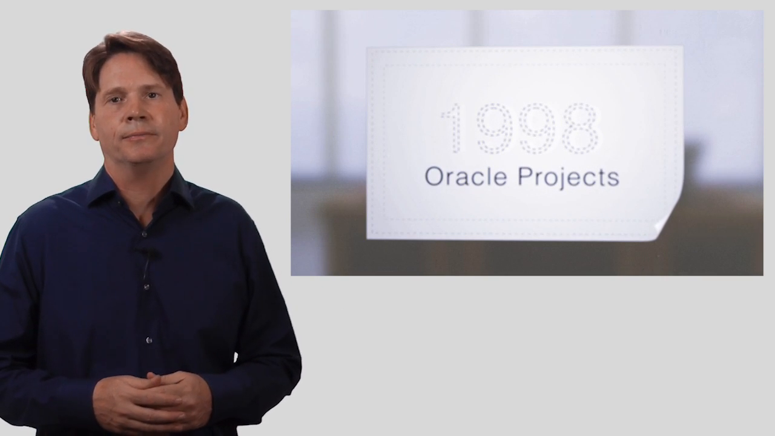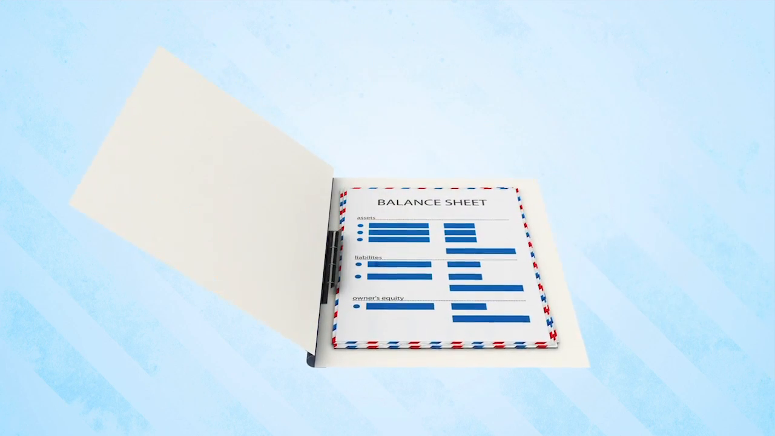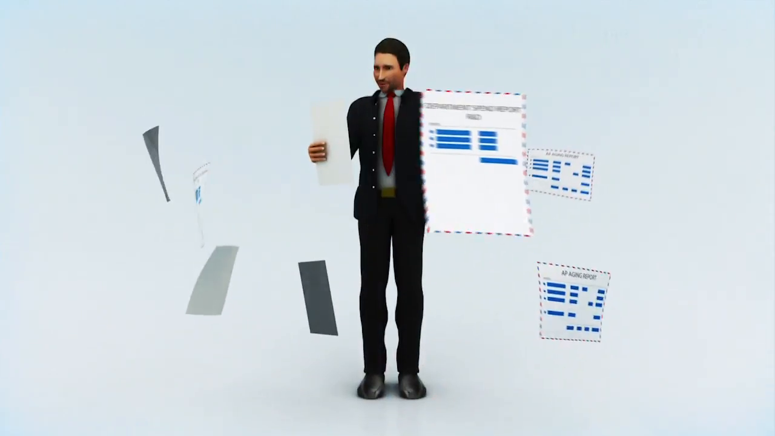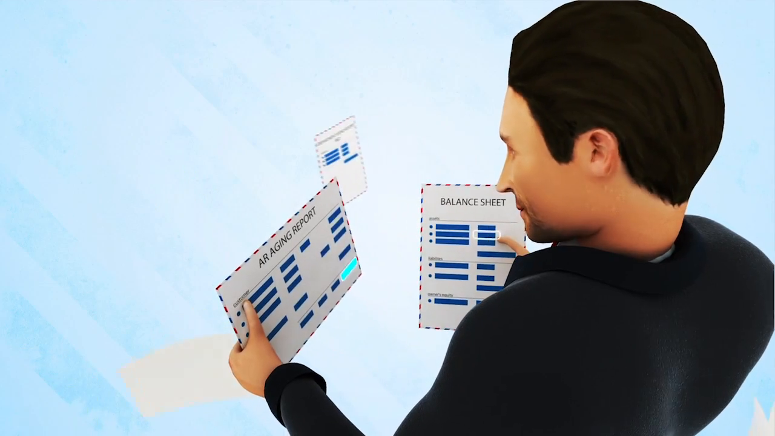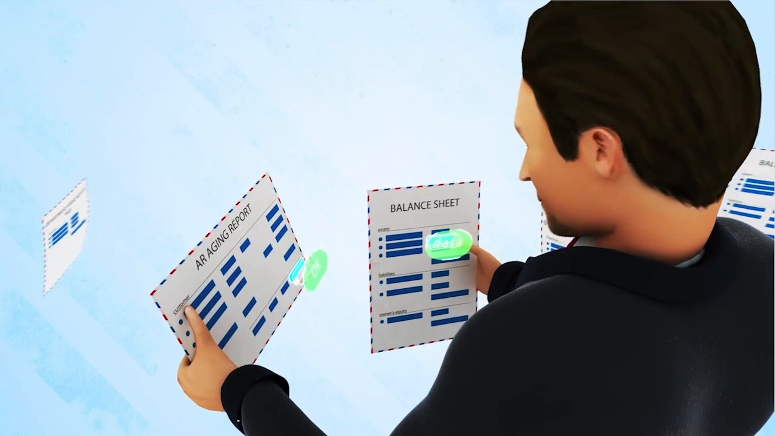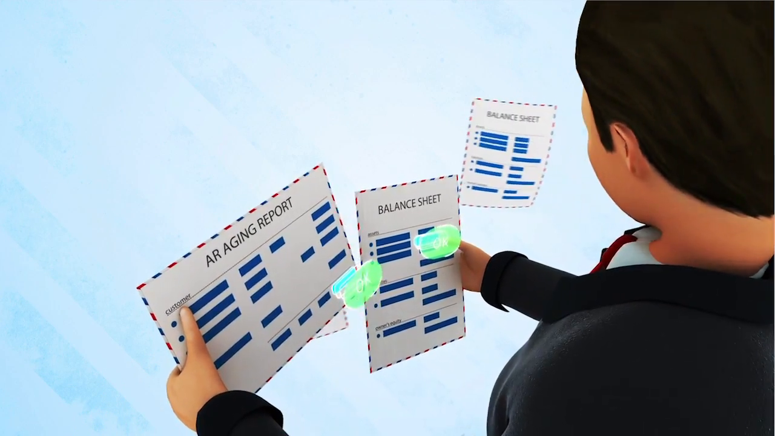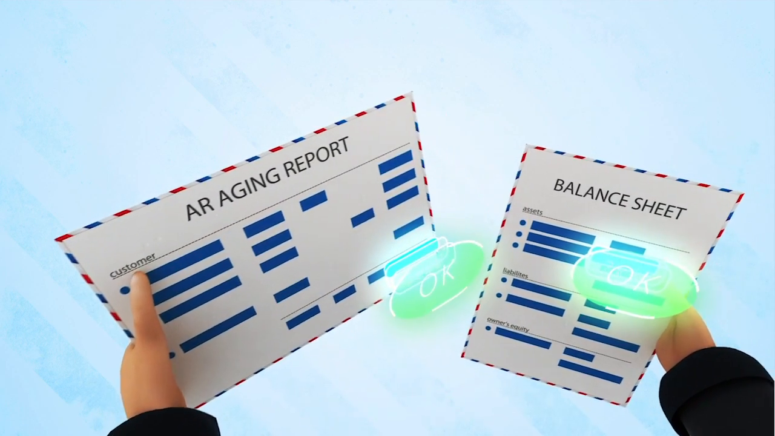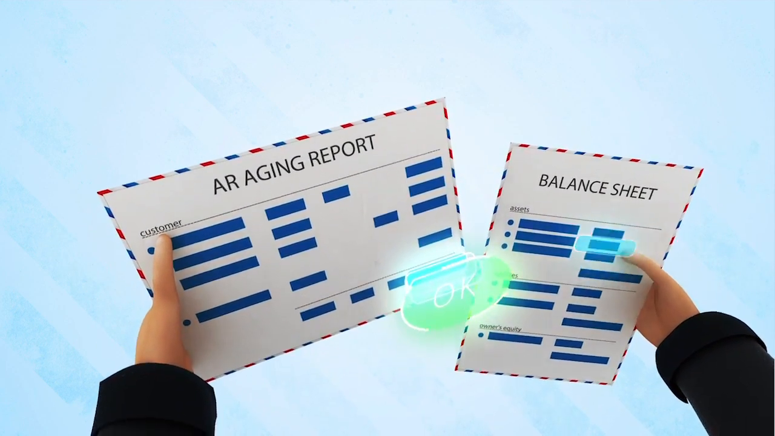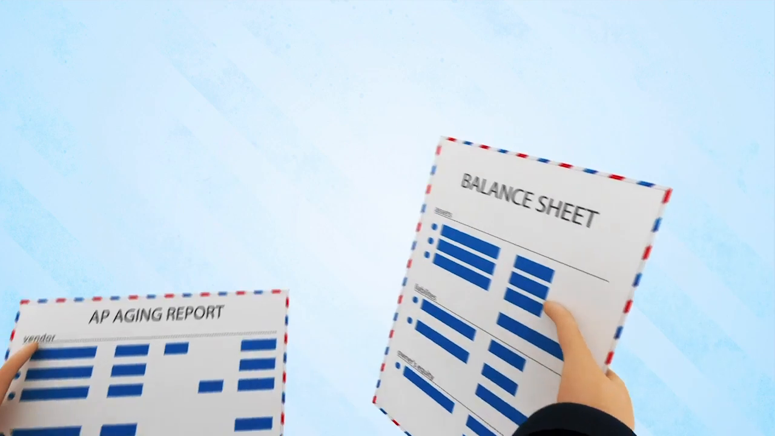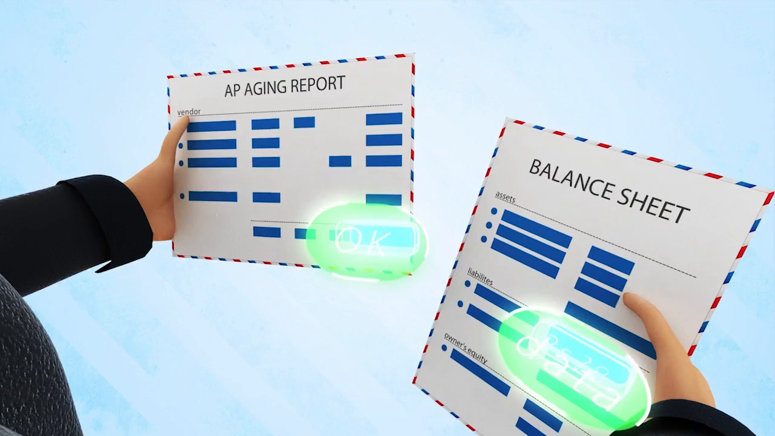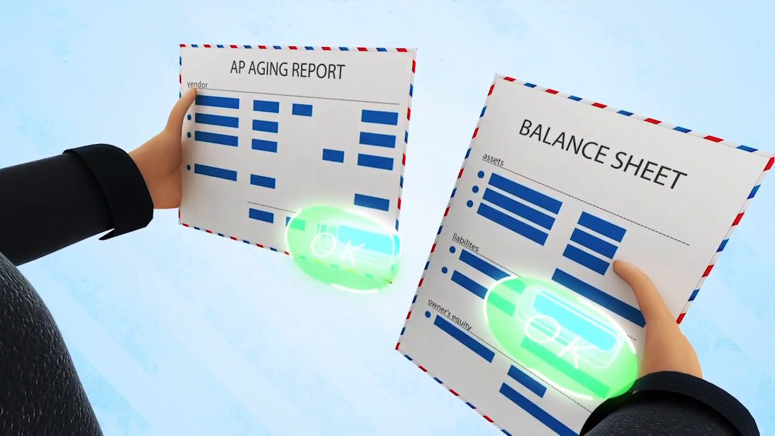It's typical for users to receive financial reports along with detailed supporting reports. For example, the receivables manager can look at the balance sheet to see the total receivables outstanding, and then look at the AR aging report to see that balance by customer. The payables manager can look at the same balance sheet to see the total AP liability balance, and then look at an AP aging report to see that balance by supplier.